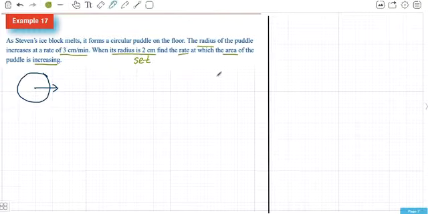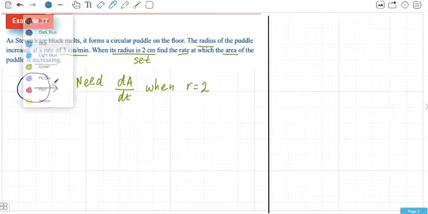And you can see here, this is just like the previous example, it doesn't really say what it's increasing with respect to, so that would imply that it's with respect to time. So I can see straight away that I need the change in area with respect to a change in time when the radius equals 2.